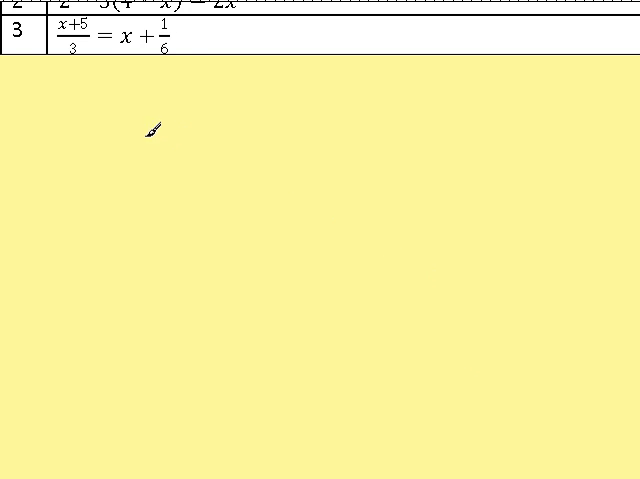In number 3, again, we have some fractions. We have a denominator of 3 and a denominator of 6. We're going to clear out the fractions. We're going to multiply both sides by 6. I'll write 6 over 1 here, and on this side as well, 6 over 1. On the right-hand side, let's use the distributive law. 6 times x, that's 6x, plus 1/6 times 6 over 1.